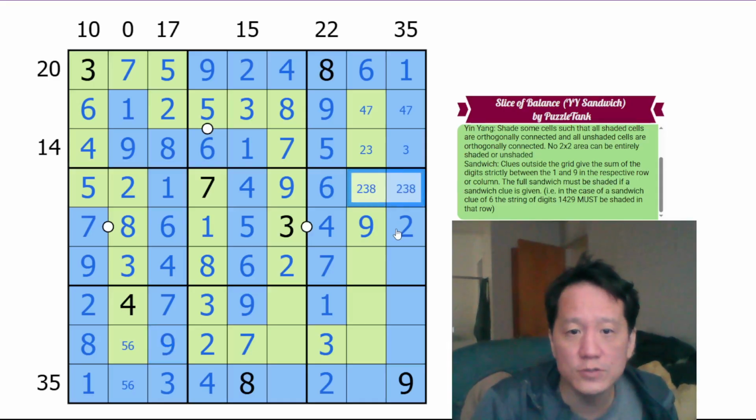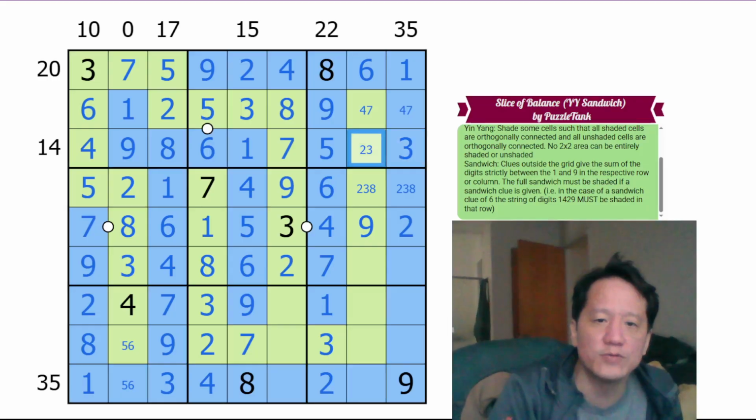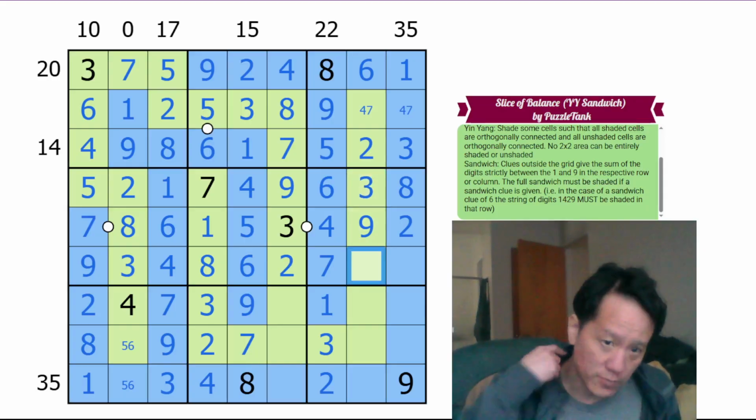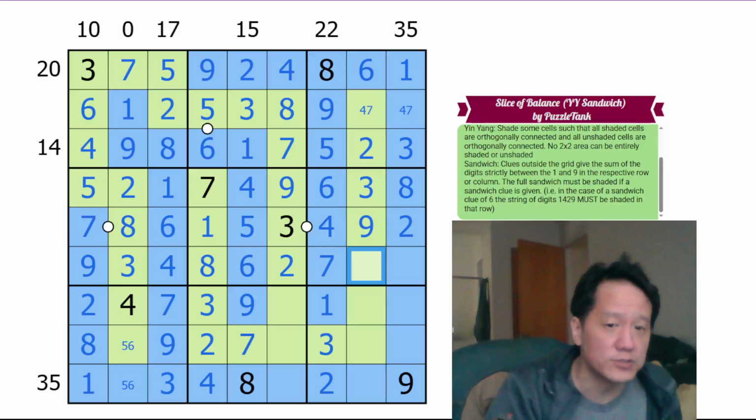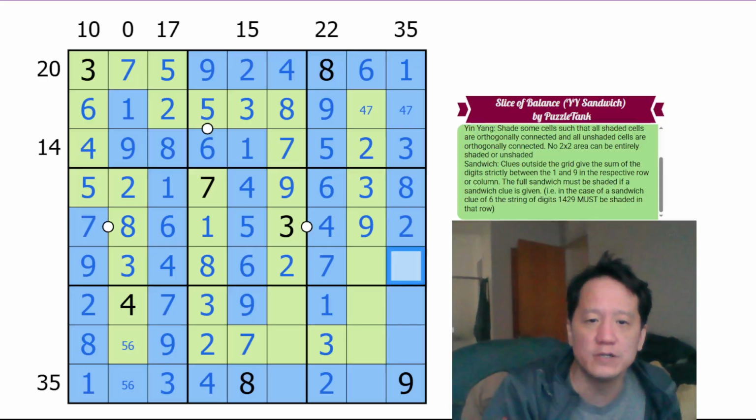Neither of these can be 2. 2 eliminates 2 here, so it's 3, which makes this 2. This can't be 2 or 3, it's 8. This can't be 2 or 8, it's 3. We have 1 and 5 remaining in row 6. This can't be 1 because of 1 in the column, so this is 5, that's 1.